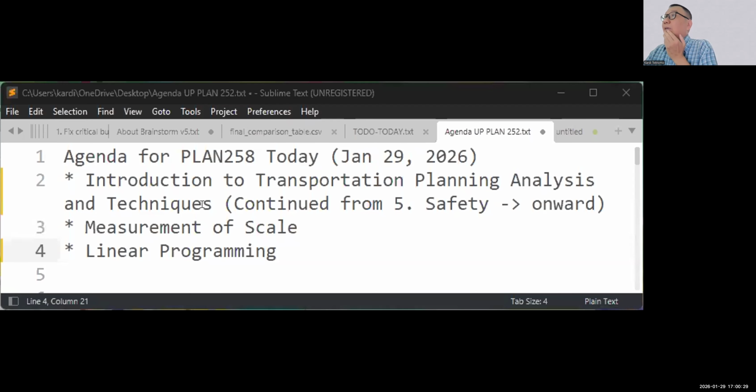This is the agenda for today. We'll continue what we discussed last meeting, production to completion plan system technique. Then, discuss about measurement scale, and then the main part of this is the linear programming.